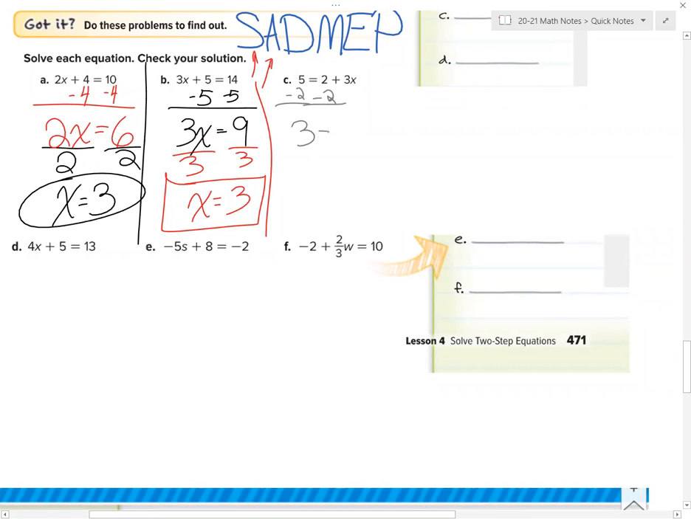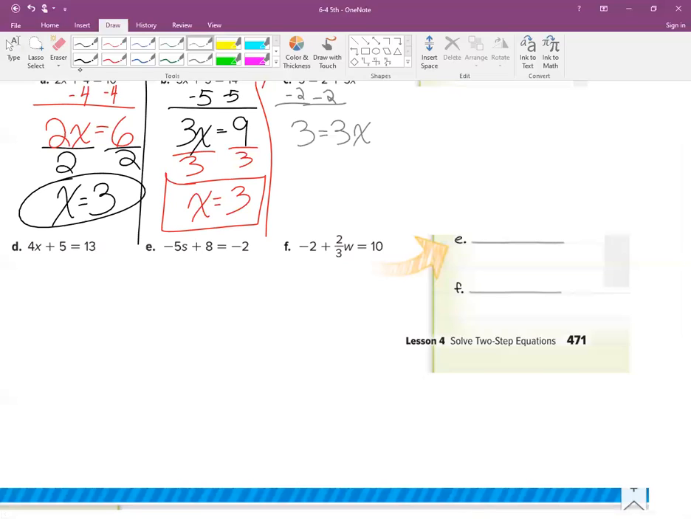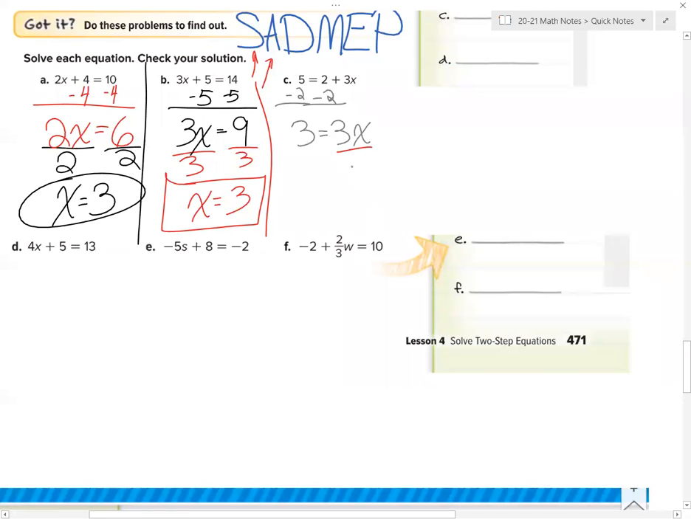So now I just have 3 equals 3x. Now what's happening to the variable? It's being multiplied by 3. So I divide by 3 to undo that. 3 divided by 3 is just 1. So I have 1x.